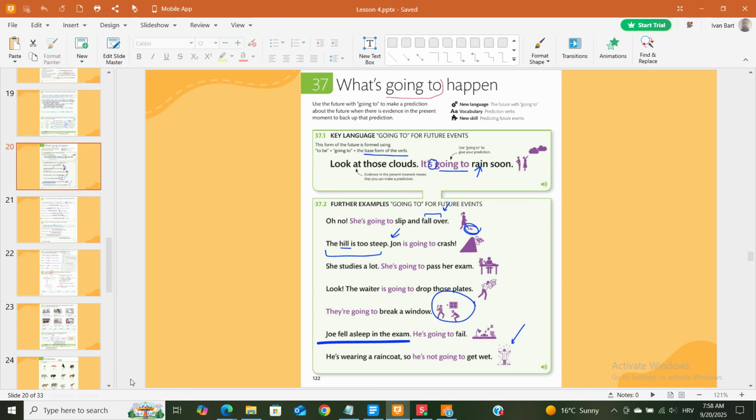New language: the future with going to. Vocabulary: prediction verbs. New skill: predicting future events. 37.1 Key language: going to for future events.